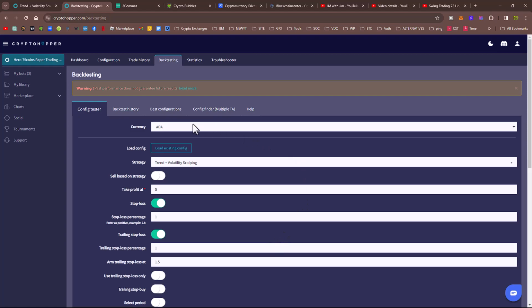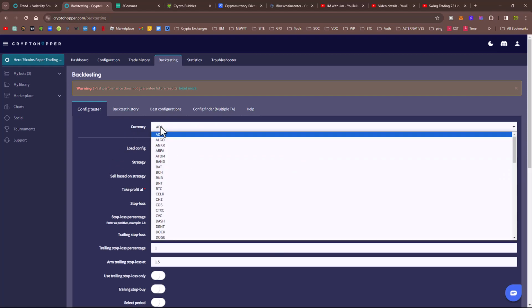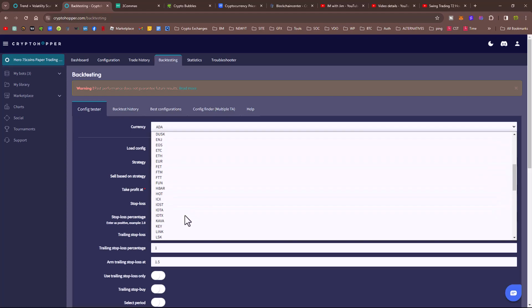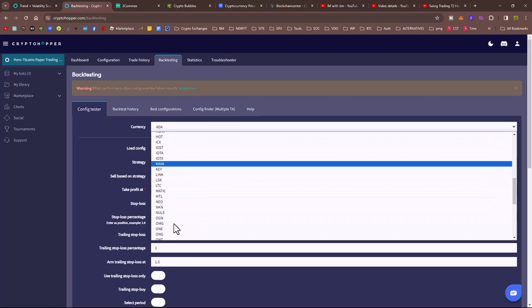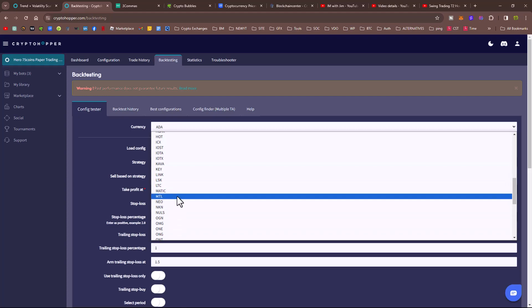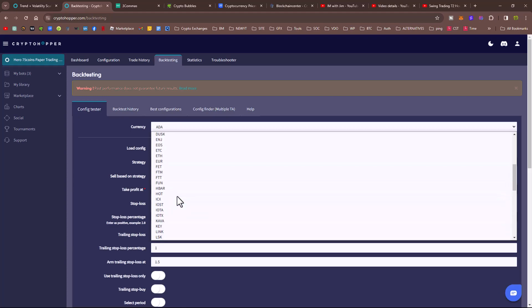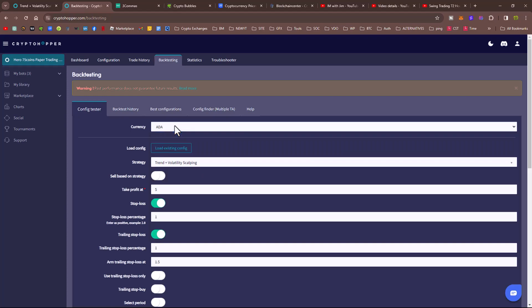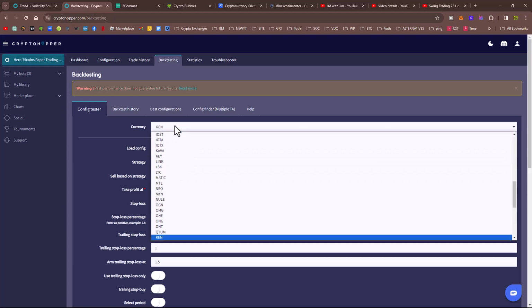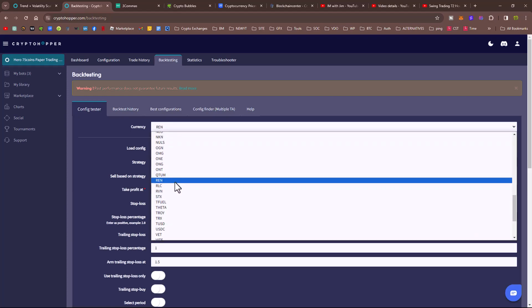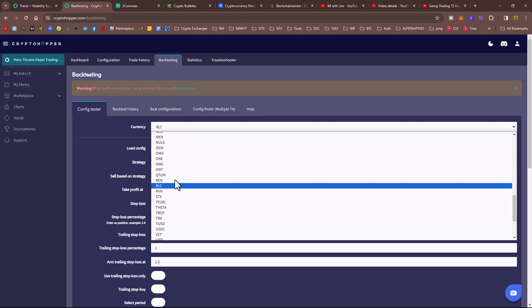Alright, let's choose another coin. Let's choose something I know has done quite well. Where's Render? I find Render. RNDR. I can't find it on this list. Can you see it, guys?